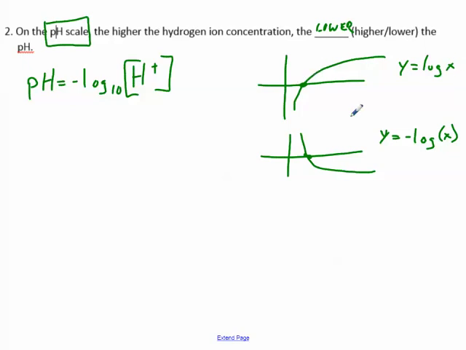So here's our log scale. Here's our negative log scale. If we take a look at any x value here, we'd have a positive number over here. If we take a look at that same x value, in general, a log scale would be this much up here, but we're taking the negative of it, so that means that this goes down here. And this is a negative log scale. That's a positive log scale. So that's why if the hydrogen ion concentration goes up, the pH goes down.